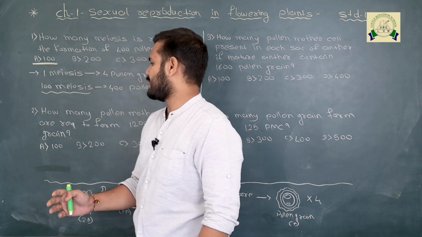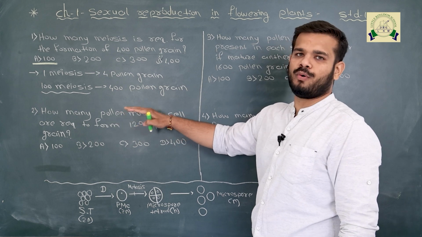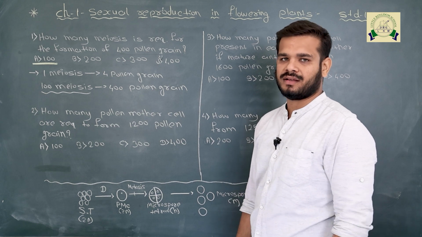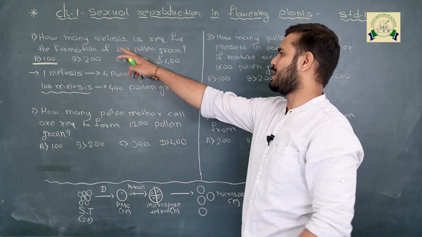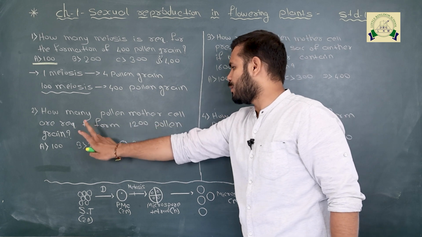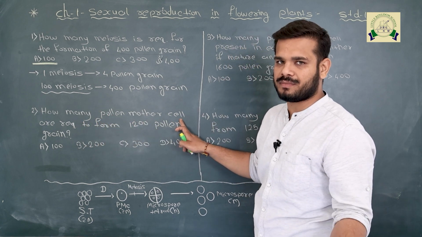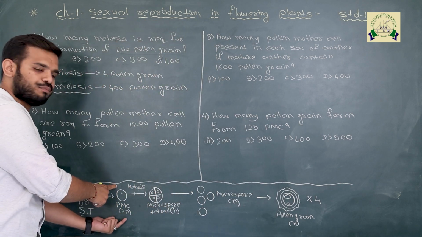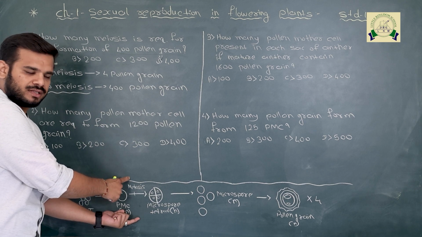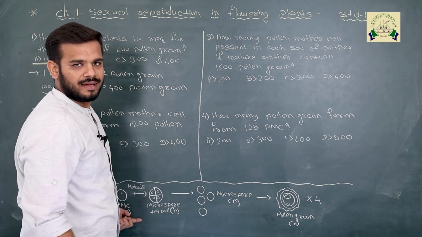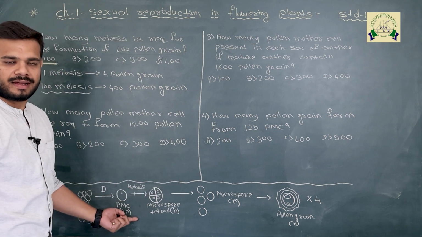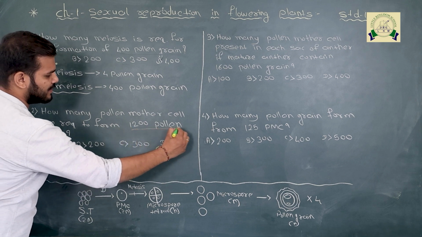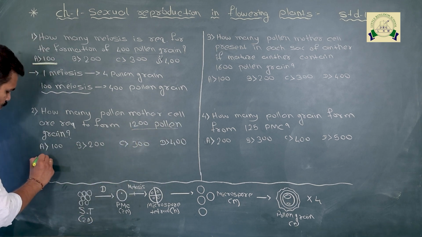Next, the second MCQ. How many pollen mother cells are required to form 1200 pollen grain? The concept is the same, but instead of meiosis, there is the pollen mother cell, that means PMC. Again, let's see this concept. One pollen mother cell undergoes meiosis to produce 4 pollen grains. That means 4 pollen grains are produced from one pollen mother cell. We need to produce 1200 pollen grains. Simple answer, you know the answer.